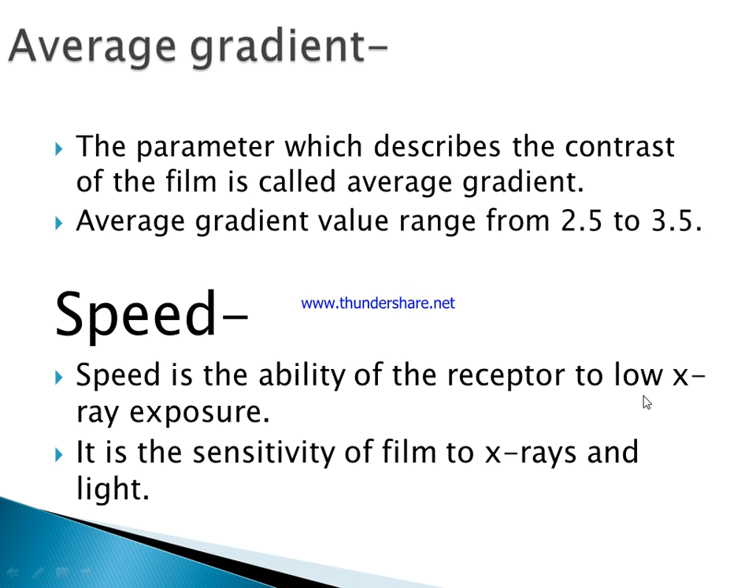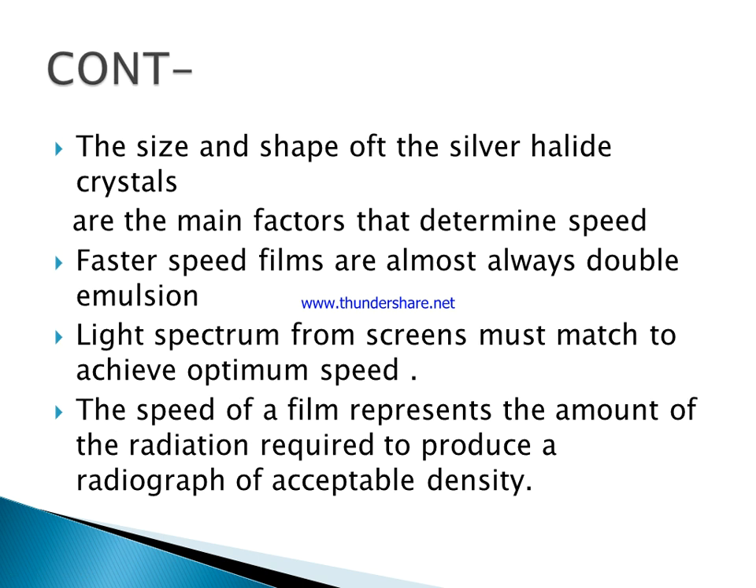Average gradient is a parameter which describes the contrast of the film. Its value ranges from 2.5 to 3.5. Speed is the ability of the receptor to respond to low X-ray exposure, and it is the sensitivity of the film to X-rays and light. The size and shape of the silver halide crystals are the main factors that determine the speed. Faster speed films are almost always double emulsion. The light spectrum from the screen must match to achieve optimum speed.